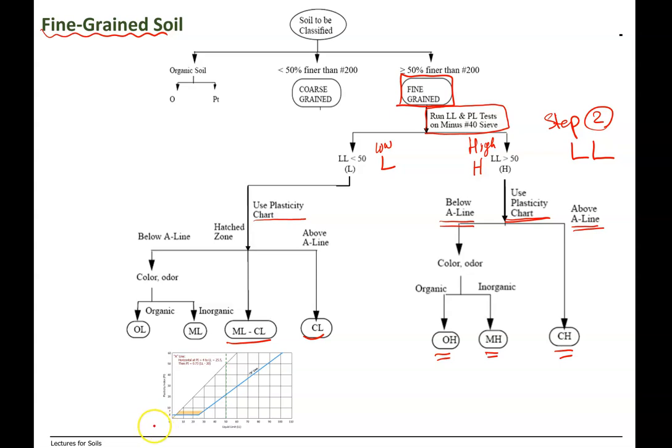This is an example of a plasticity chart. The blue line you see here is the A line, and the orange area that you see here is the hatched zone.